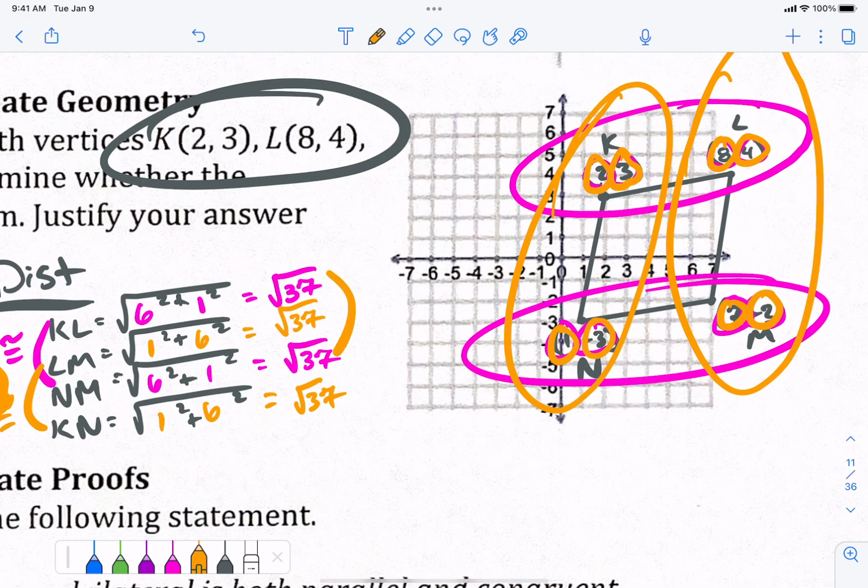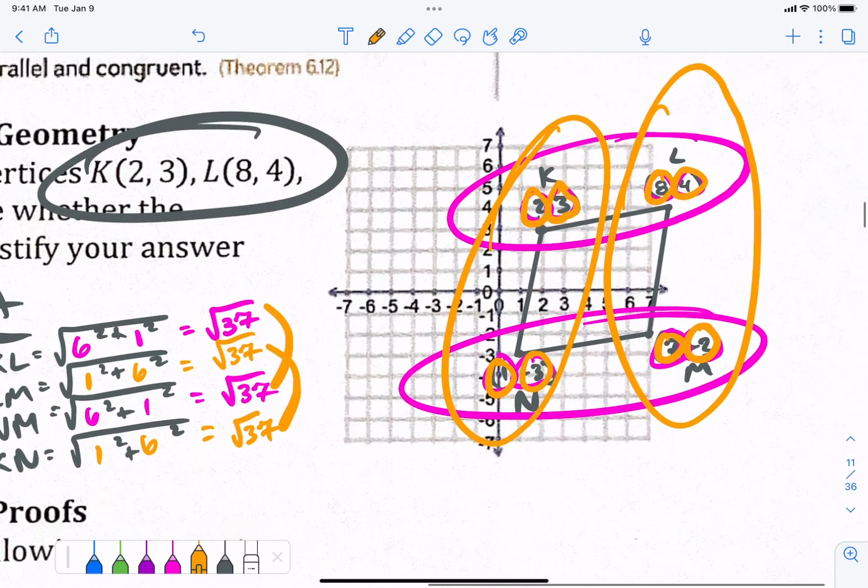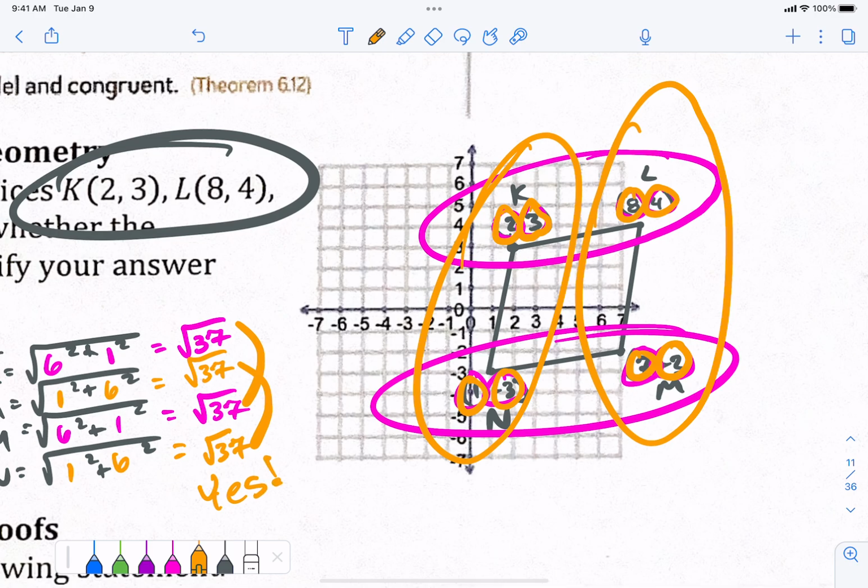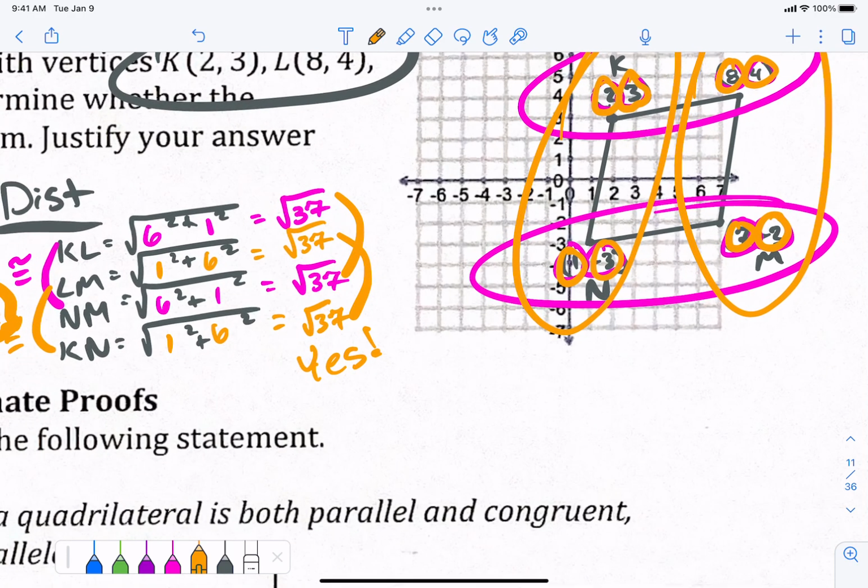So the fact that these two are congruent and these two are congruent means the opposite sides are congruent, which means yes, this is a parallelogram, but I did it not by doing the slopes and saying that they're parallel, but by doing the sides. So yes, this is a parallelogram. Does that make sense?